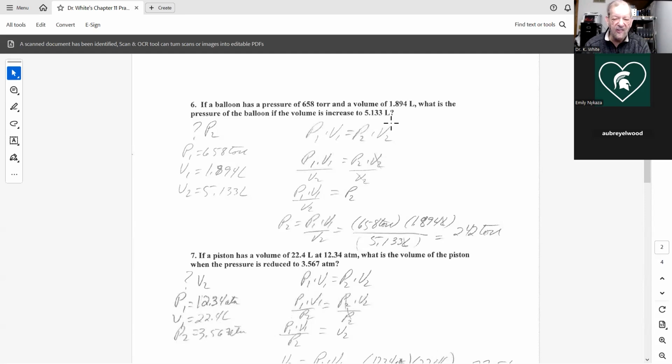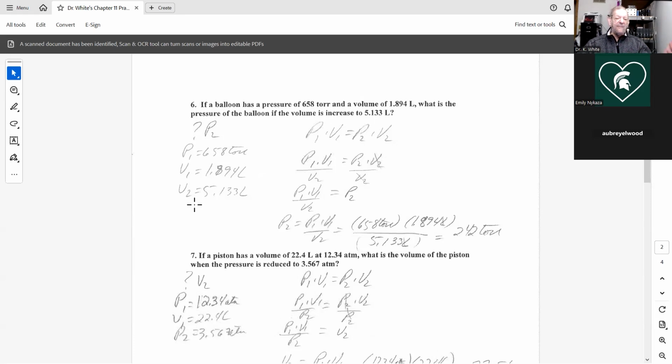Now, what are we being asked to find? A pressure, but it's not the initial pressure, 658. It's after you change something. So that's a final pressure, P2. If a balloon has a pressure of 658 torr, that's the initial pressure, P1. The initial volume is 1.894 liters. L is liters. And finally, the volume is increased to something, 5.133. That's the final volume, V2.